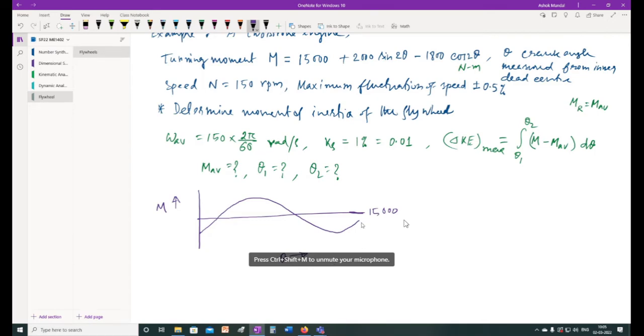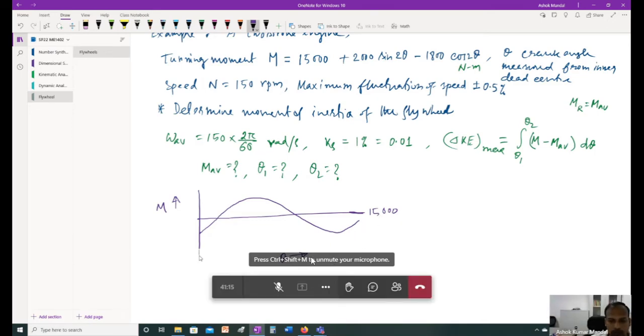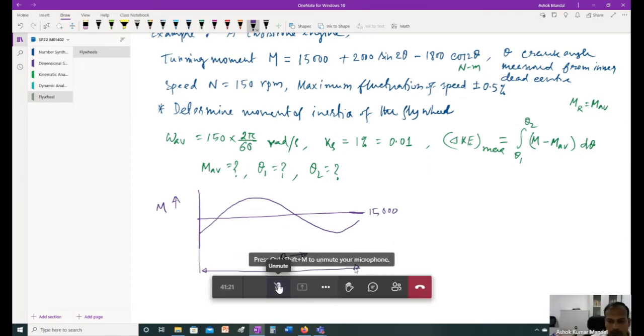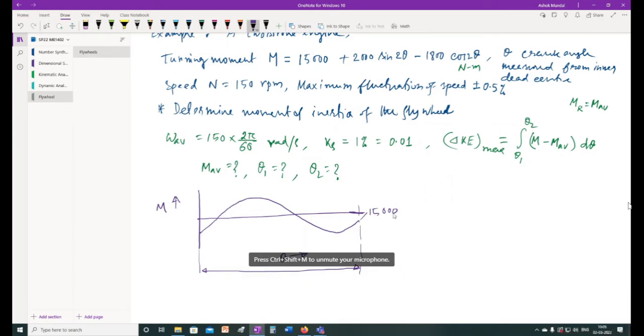Okay, this is our one revolution. It started from here, goes to this position, and then again the cycle goes on. This value you can see from here is something which is not changing with time. With theta it is not changing. What is changing with theta? This quantity is changing with theta. So each cycle this is repeating. What is the average value you will get? This is the average value.